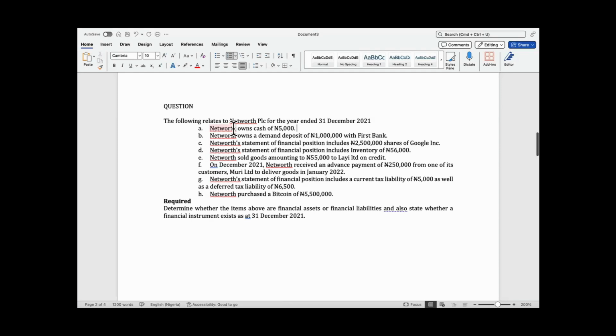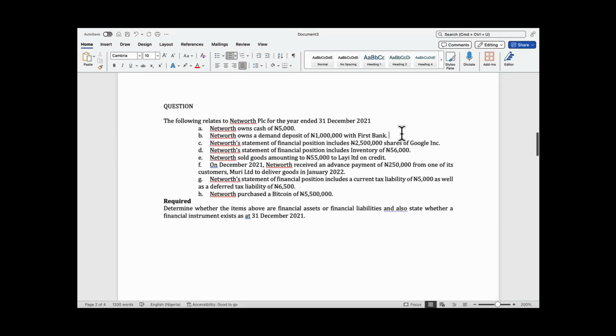Because for a financial instrument to exist, one party must have a financial asset. Yes, you have identified that. But another party must have either a financial liability or equity. But in this case, there is no such party here. Okay, so no financial instrument exists. That's my answer. Okay. Can anyone do B? Can you do a similar analysis for B?